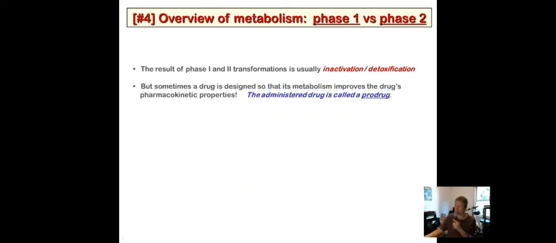And the other thing is, like we've said before, sometimes a drug is designed so that its metabolism improves its pharmacokinetic properties, and that's what we call a prodrug. So a prodrug is something that is maybe inactive initially, gets metabolized, then becomes a pharmacologically active drug.